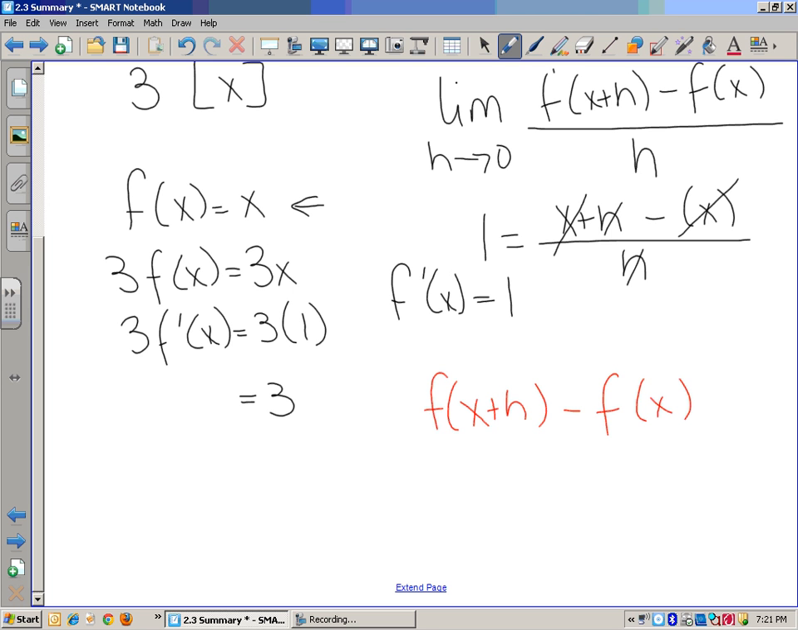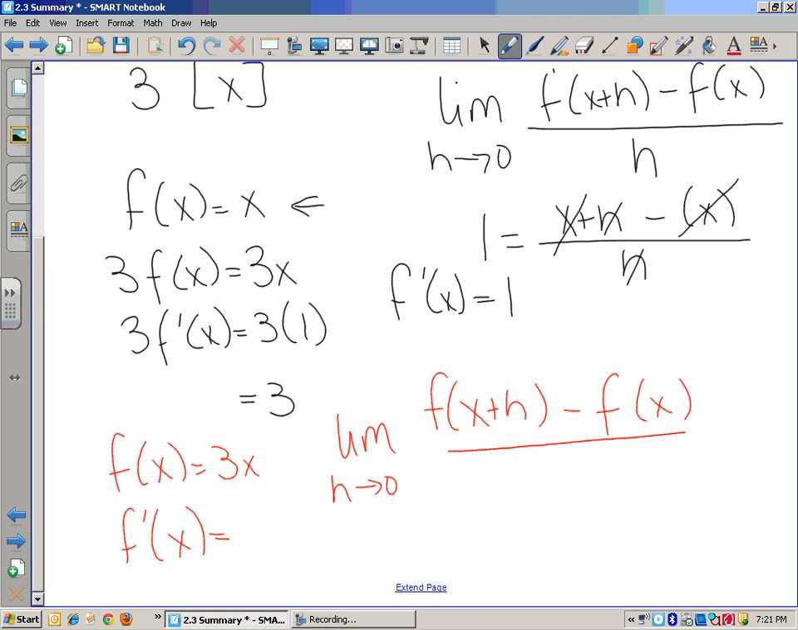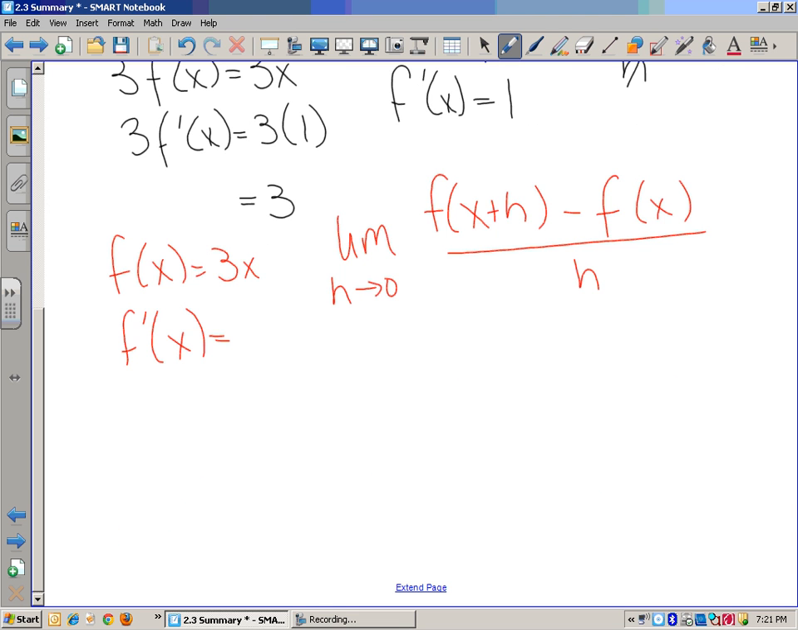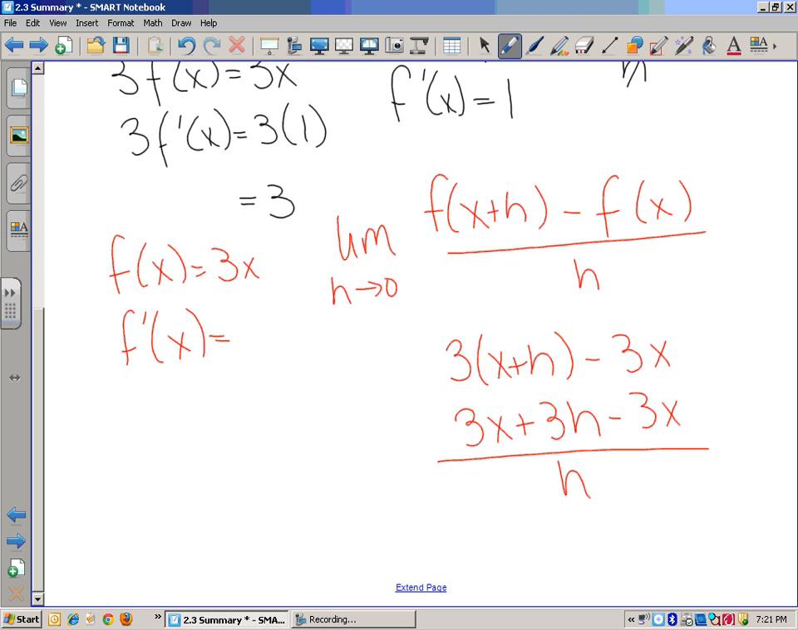I'm going to use the function 3x. And so I want to find f prime of x. And now the definition is here. And so I'm going to write out every step just so that you can see it for now. Gone. I get 3. Okay? And this is true for everything.